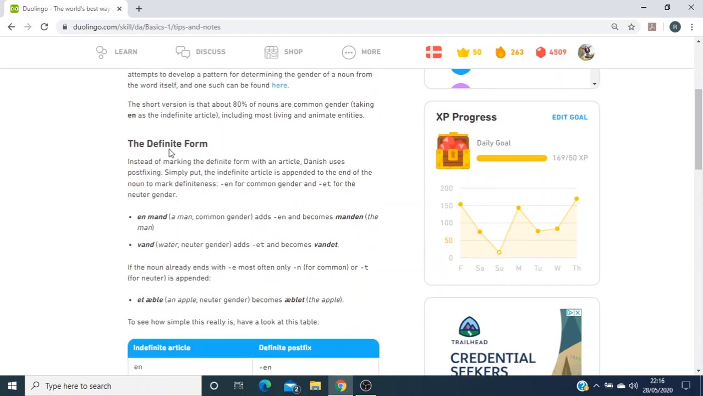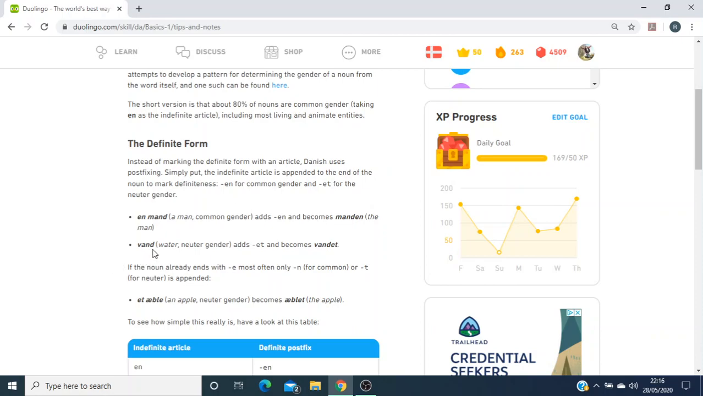The definite form. Instead of marking the definite form with an article, Danish uses postfixing. Simply put, the indefinite article is appended to the end of the noun to mark definiteness, -en for common gender and -et for the neuter gender. So the example here is en mand, a man, which is common gender, and it adds en at the end and becomes manden, the man.